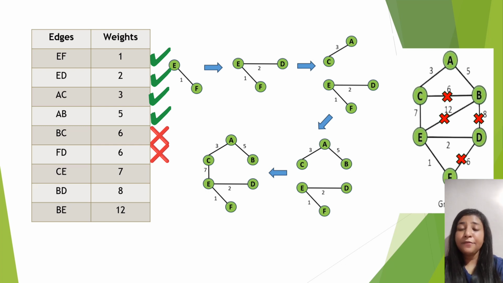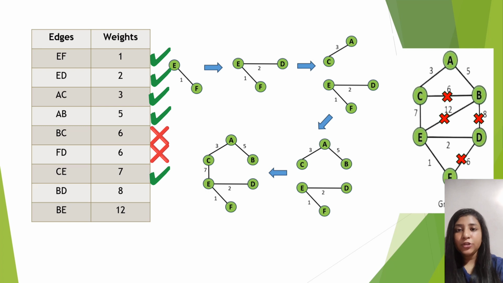Next, CE, weight 7. C is in ABC and E is in DEF, different components. So adding CE joins those two components, and now all vertices are connected in one component. After this, we have 5 edges: EF, ED, AC, AB, CE. That's V-1 edges, so we stop.